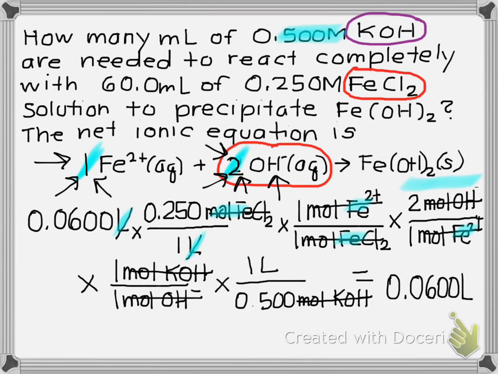0.0600 liters. Okay, now to convert this to milliliters, I'll multiply by 1,000 or move the decimal over, and I get 60 milliliters of KOH. So you can see from this problem that what we answered is if we had 60 milliliters of 0.25 molar iron chloride and we wanted to react it with 0.5 molar potassium hydroxide, it would require 60 milliliters as well.